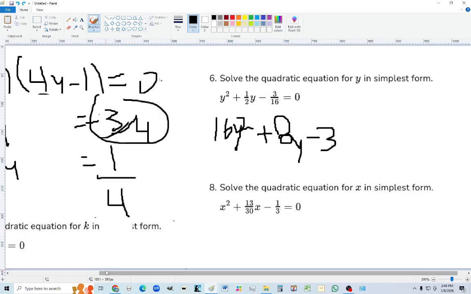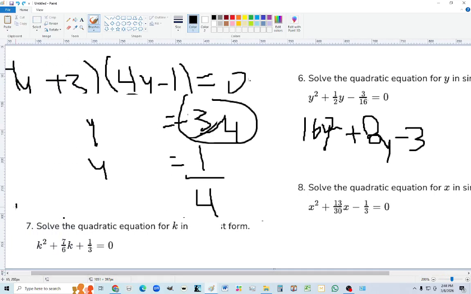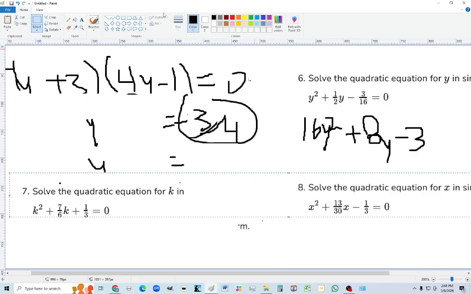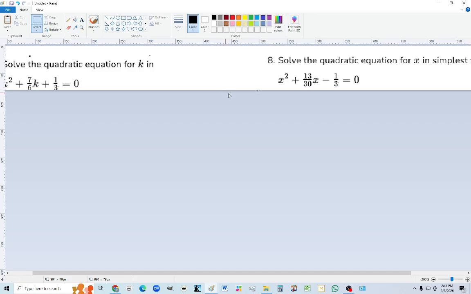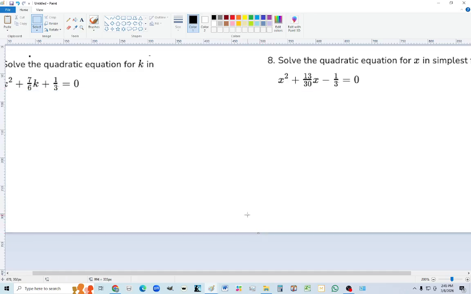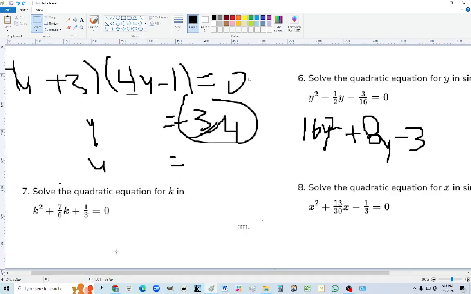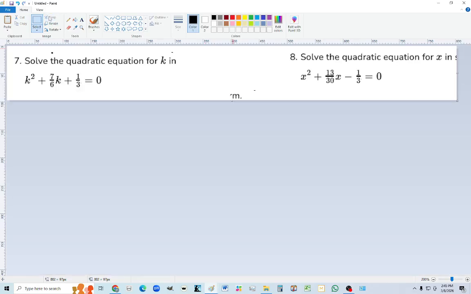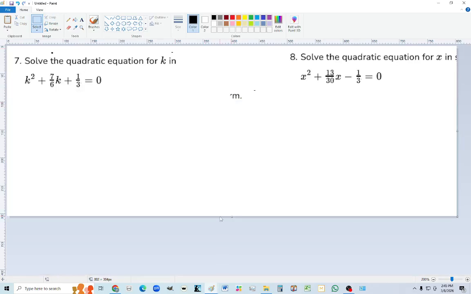Okay, let's look at 7 and 8. I just cut off the equation. There we go. So this one, the common term for both is 6.